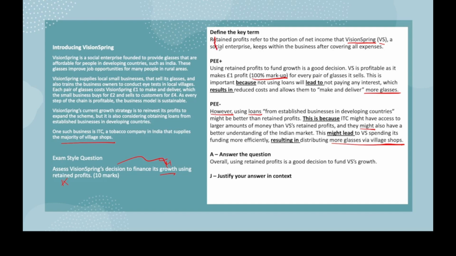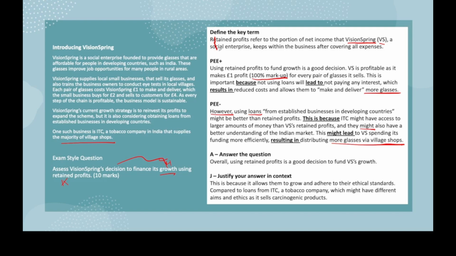Overall, using retained profit is a good decision to fund VS's growth. There you go. No waffle, no trying to impress the examiner that you've had the Economist for breakfast. Just plain English and directly answer the question, and then stick your justification on a separate line.